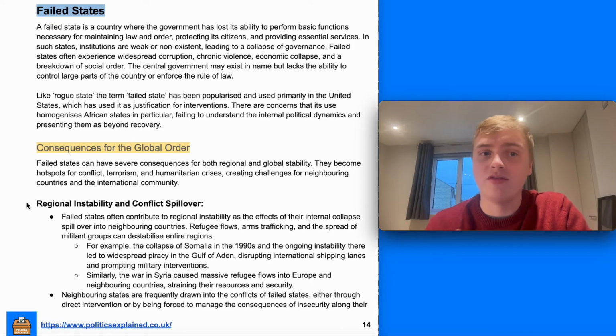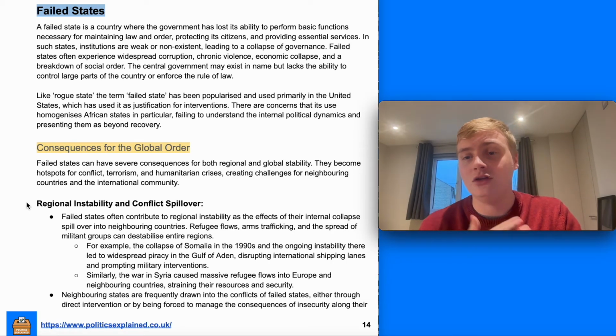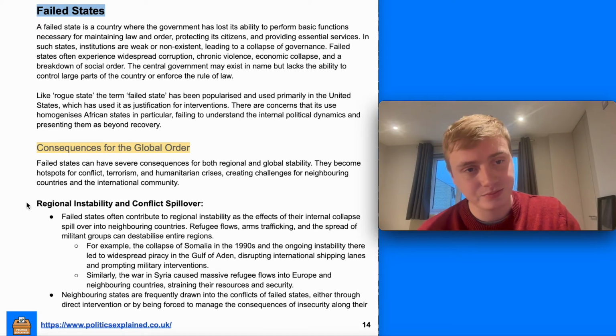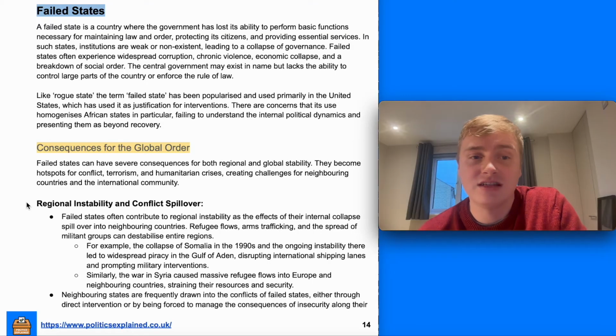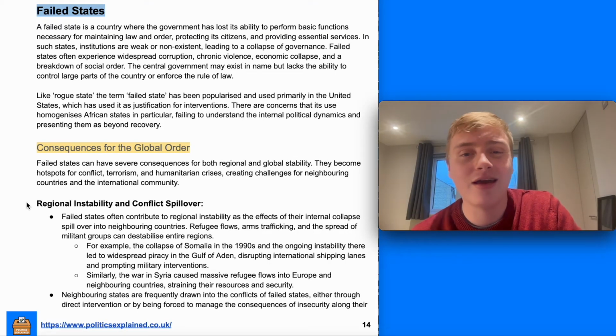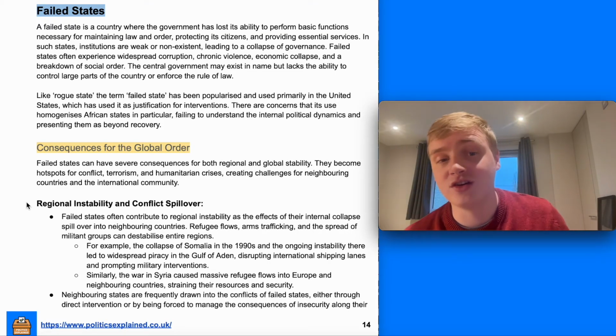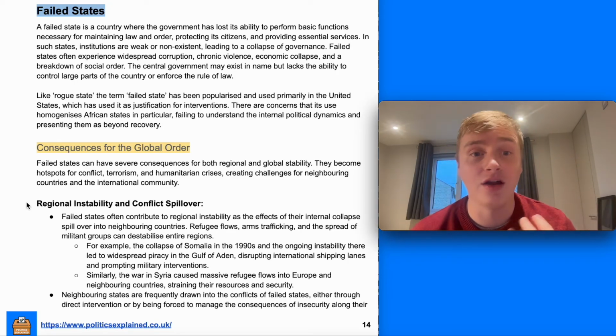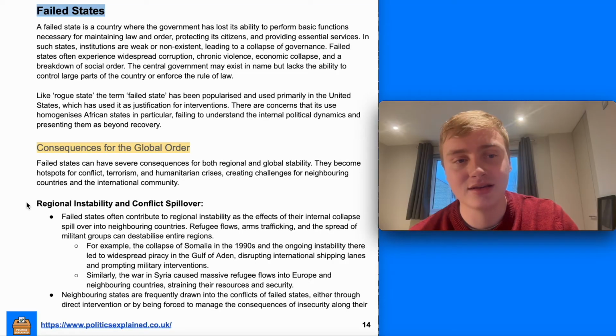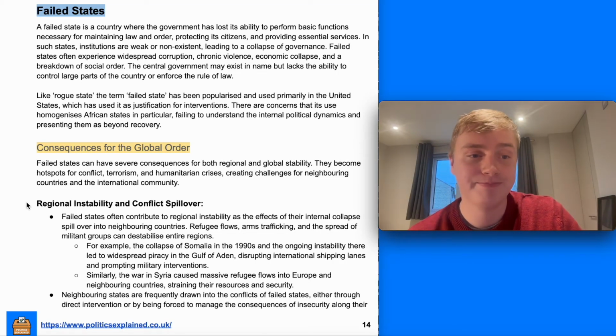Like rogue state, though, it's important to recognise that the term failed state has really been popularised and used primarily in the United States, where it's used as justification for interventions, including in the 1990s, for example, in Somalia. And there are concerns that its use actually homogenises African states in particular as all being failed and fails to understand the internal political dynamics and real reasons, and simply presents them as beyond recovery.